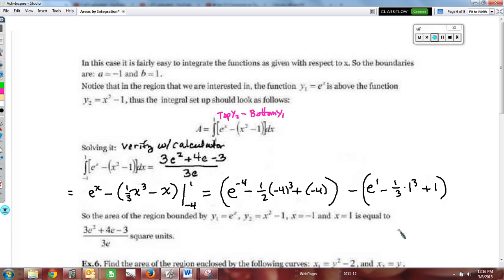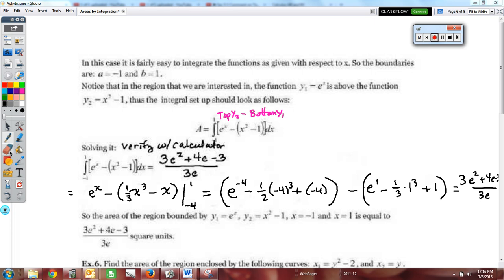And I will leave you to verify that if you do a little arithmetic, we will end up with 3e squared plus 4e minus 3 over 3e. I would leave you to verify, as long as we didn't make a mistake.